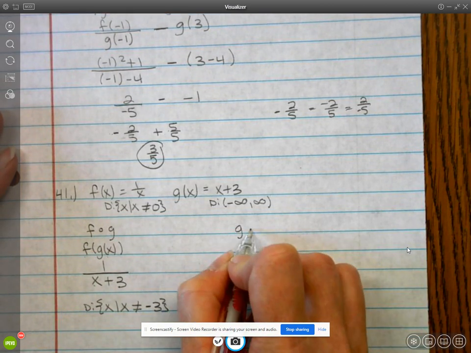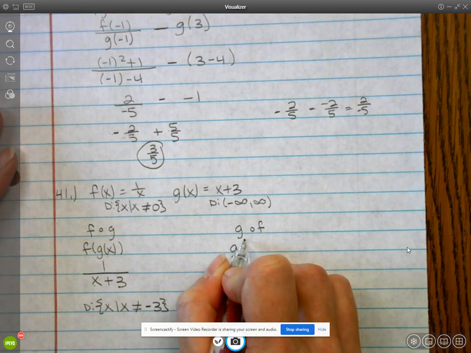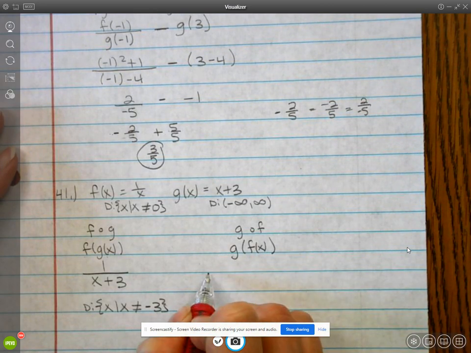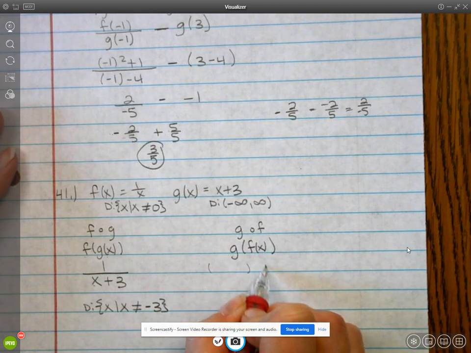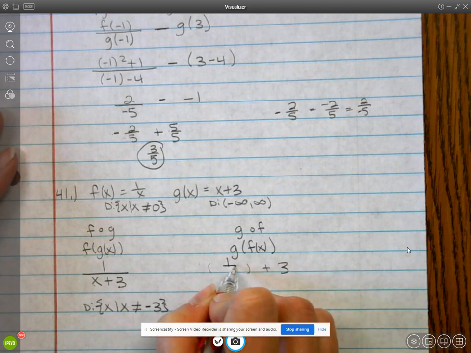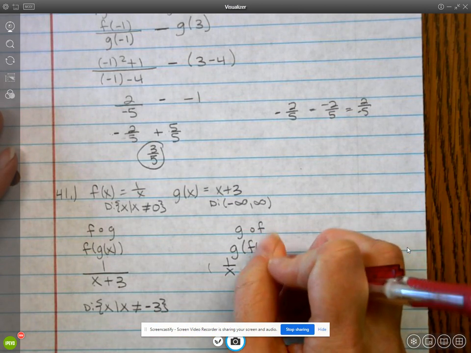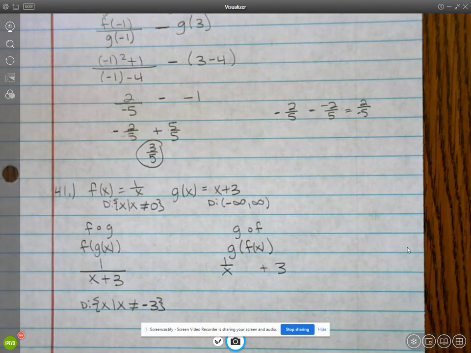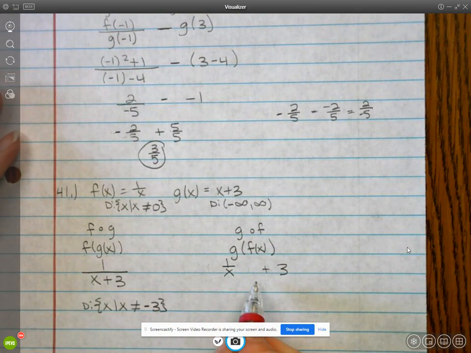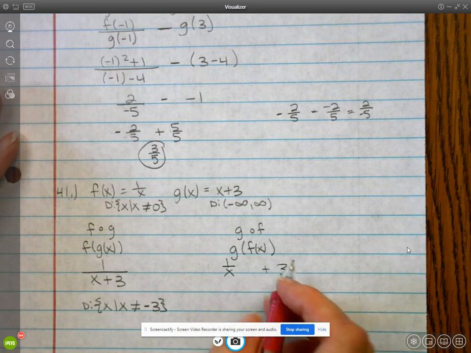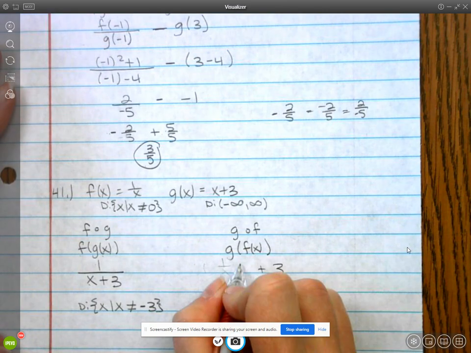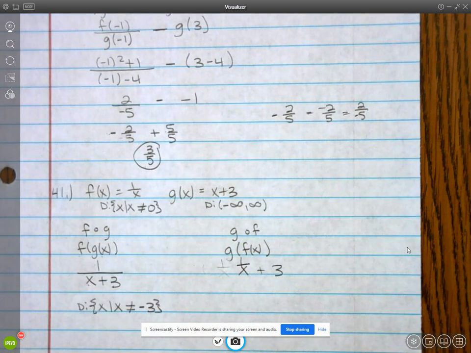If I do g of f, then I'm plugging the f of x function into the g function. So I have something plus 3. Well, my something is 1 over x, so those parentheses I just put there to say something. You don't really need them. So 1 over x plus 3. You can leave it like that. There's no reason to clean it up. So I'll scoot this over. So that's all that you have.